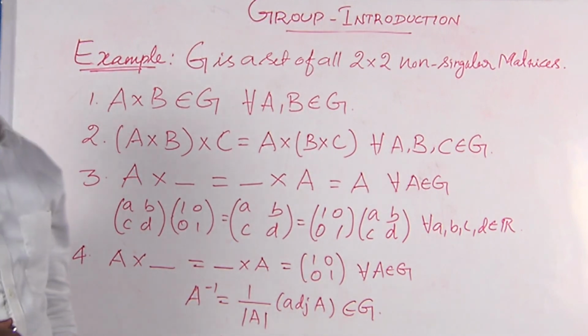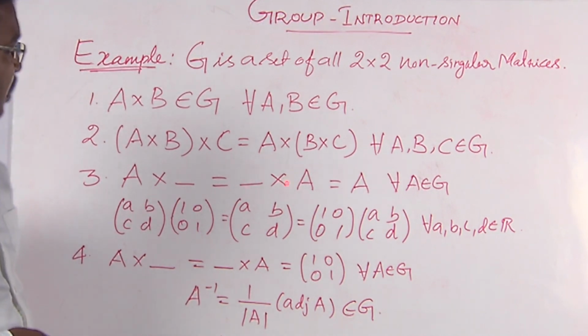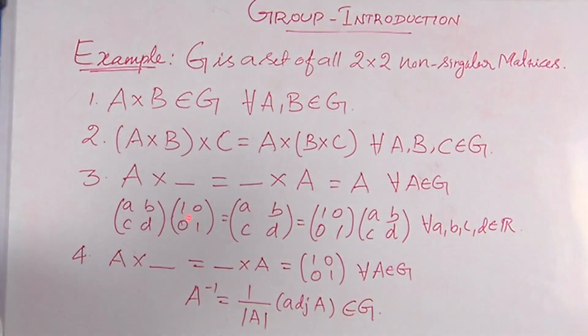Next, the identity property. We have to find an identity element such that A cross the identity element equals the identity element cross A, equals A, for all A in G. So, we have to find such an element. Such an element is nothing but the matrix 1 0 0 1. Here, we check that, take any general 2 by 2 non-singular matrix, namely a b c d, where a, b, c, d are real numbers, and we multiply it with the 2 by 2 matrix 1 0 0 1. This is non-singular also, because the determinant is 1 into 1 minus 0. Therefore, the determinant of this matrix is 1, which is not equal to 0. Therefore, this is a non-singular matrix, and therefore, this matrix is an element of G.